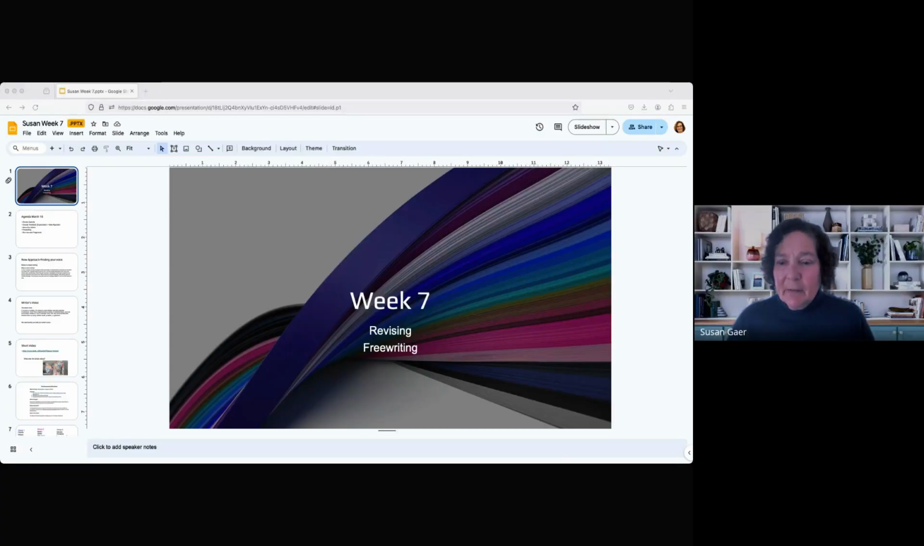Everybody can see the screen okay, I hope. I'm going to make it into a slide.